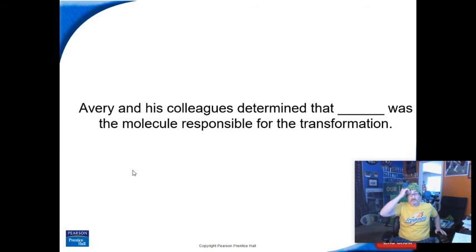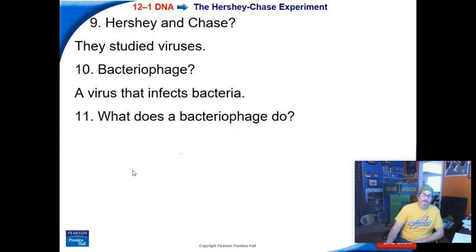Avery and his colleagues determined that what was the name of the molecule responsible for the transformation? Again, if you're not sure, you might want to take a look at number 7. Yeah, you bet. It was DNA. That was the transforming factor.